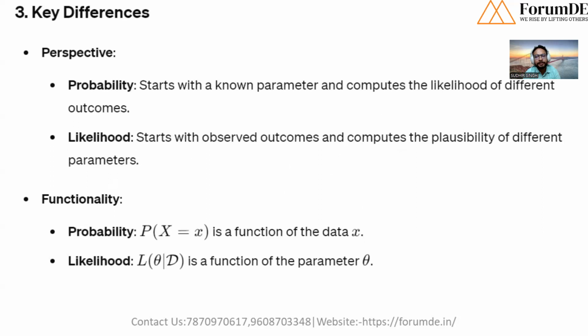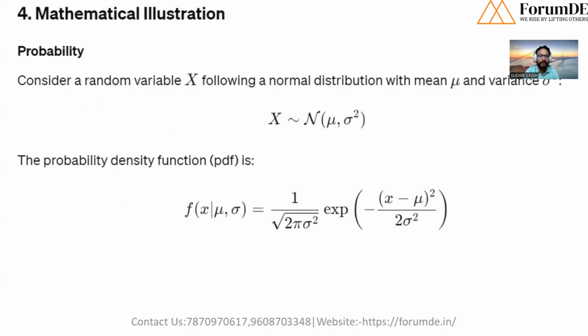Next, what is the key difference between probability and likelihood? Probability starts with known parameters, like we should know the mean and standard deviation in advance if we are considering a normal distribution, and computes the likelihood of different outcomes. And likelihood starts with observed outcomes and computes the plausibility of different parameters. Functionally, probability is represented as P(x), equal to a certain value at a given x, and likelihood is a function of some parameter theta.